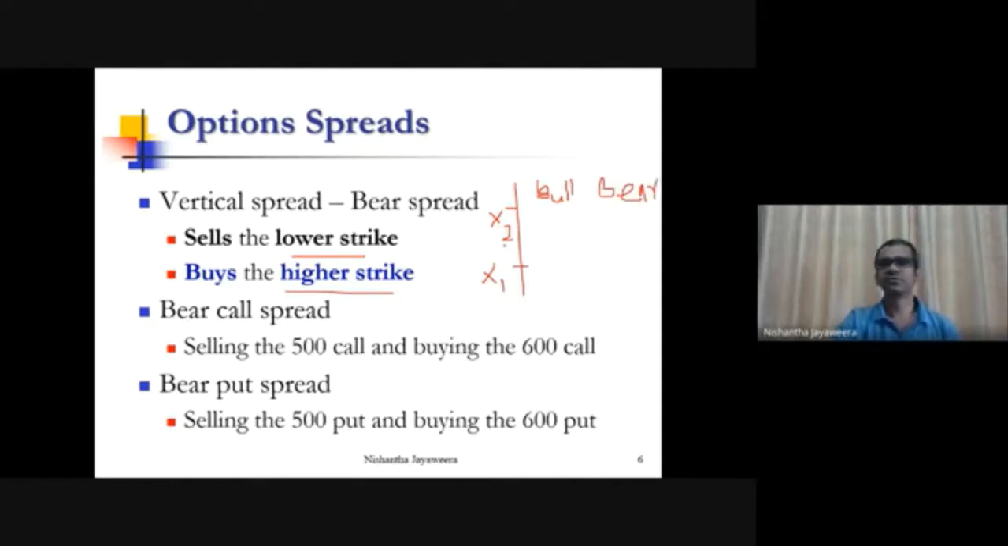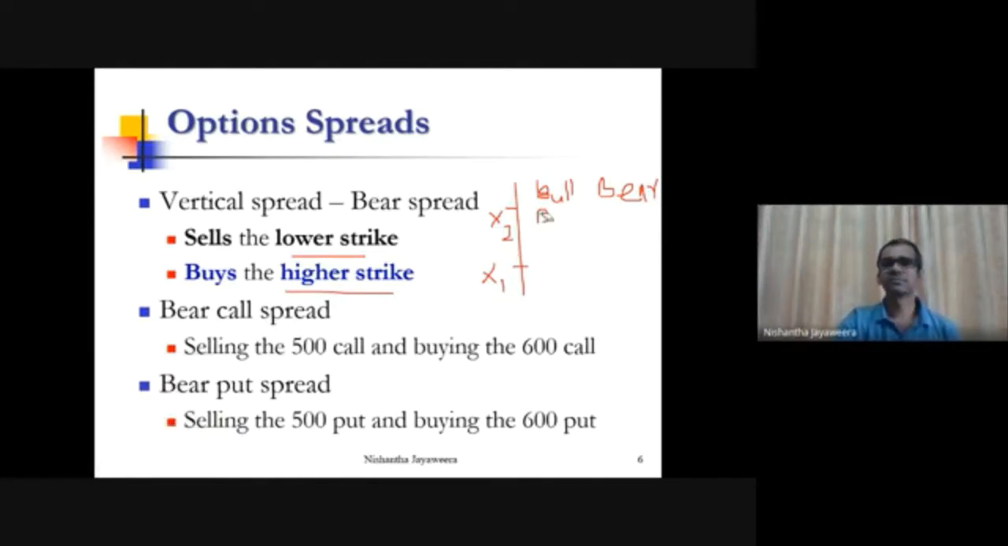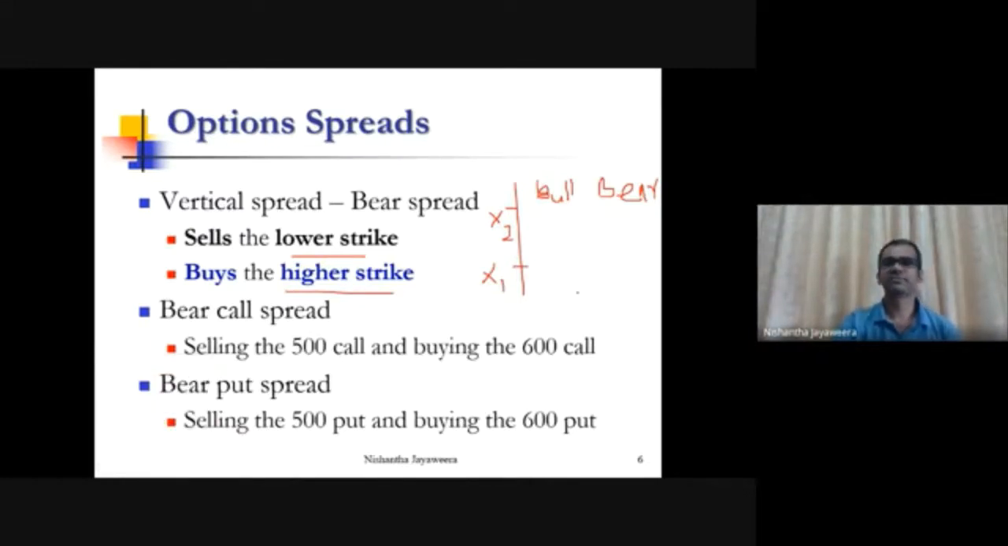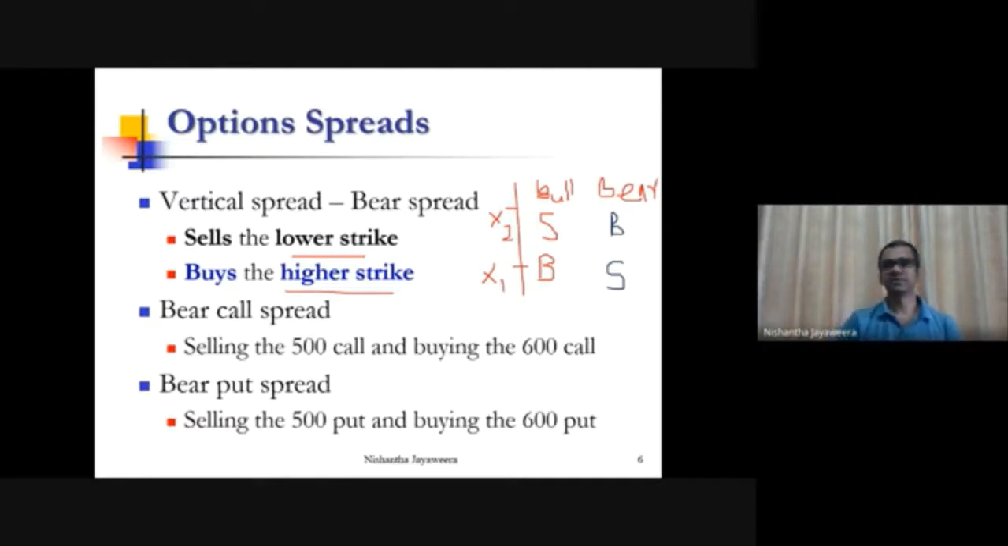What do you do in a bull spread? Which one do you buy? You buy the lower strike and sell the higher strike. In a bear spread, what do you do? You sell the lower strike and buy the higher strike.